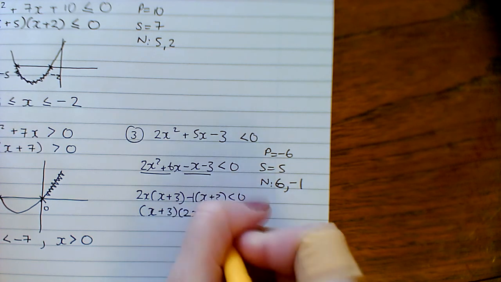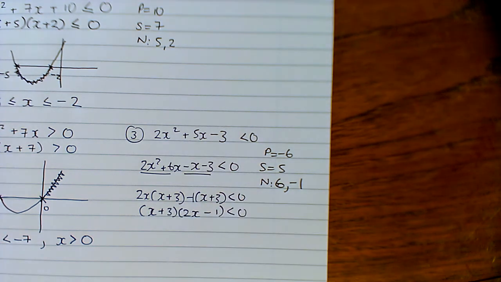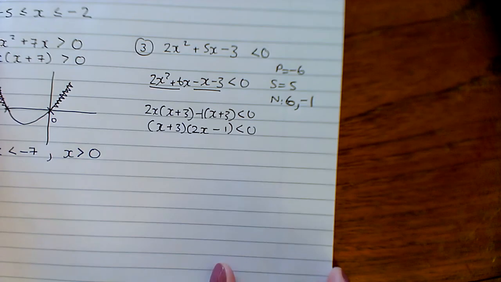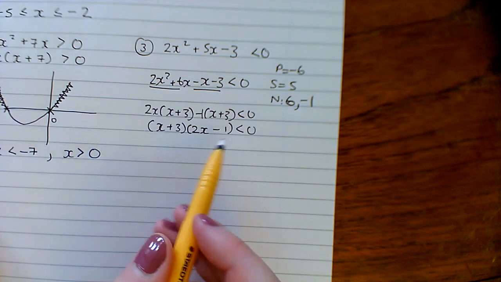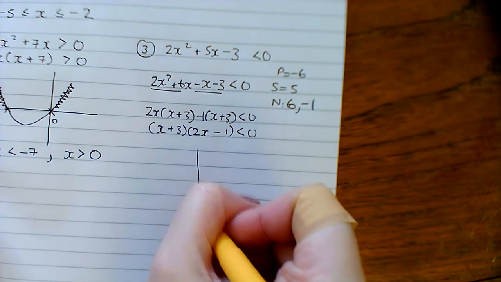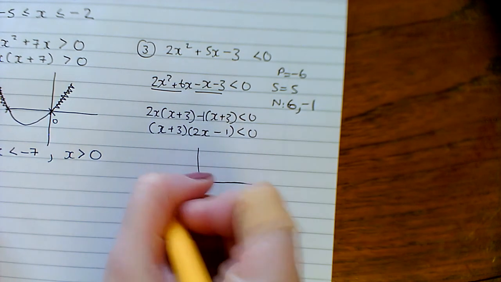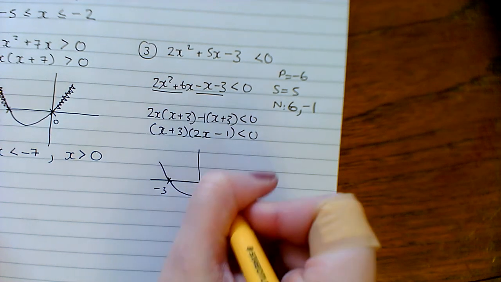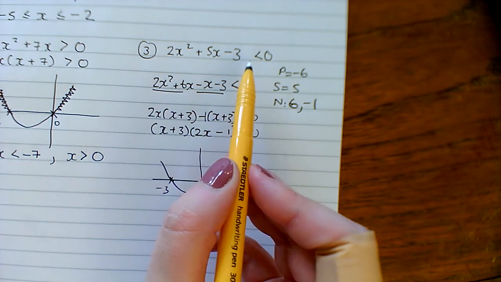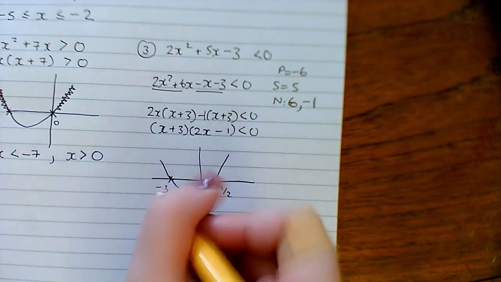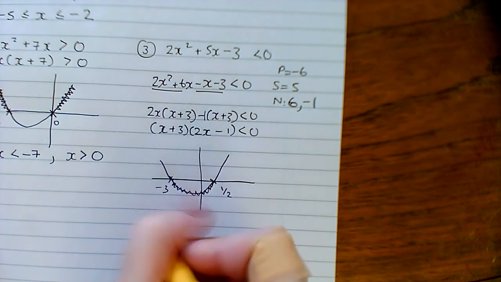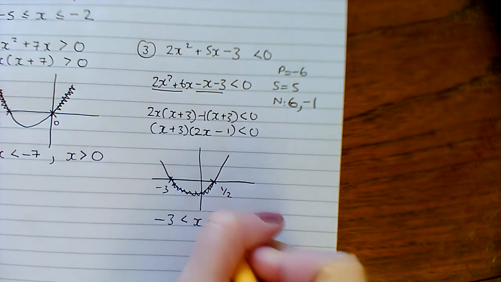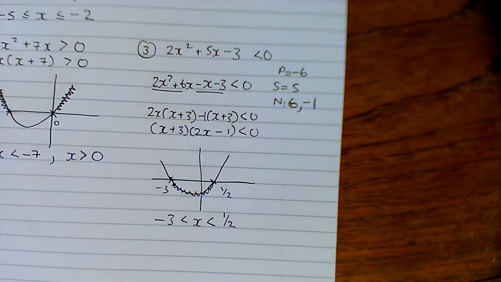The only difference comes whenever you get to this point here. In a quadratic equation, we would just say our answer is minus 3 and a half. This, we're going to sketch it out. So it's minus 3 and 1/2 are the points that it crosses the x-axis. It's positive, so it's this kind of shape. And we're looking for where the graph is less than 0. So it's down here, so it's between minus 3 and 1/2. So we write minus 3 is less than x, which is less than 1/2.